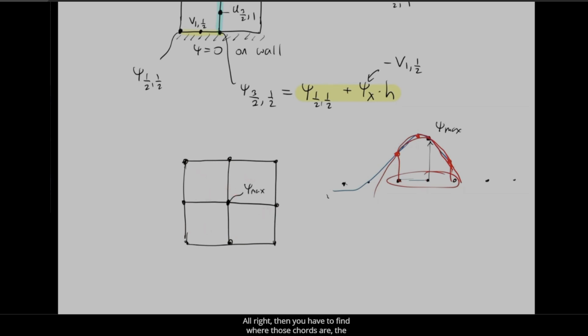All right, then you have to find where those cores are, the vortex cores, and once you have those, you make a plot and print out the locations also. Okay, did I miss anything? I think that was everything for the homework assignment.